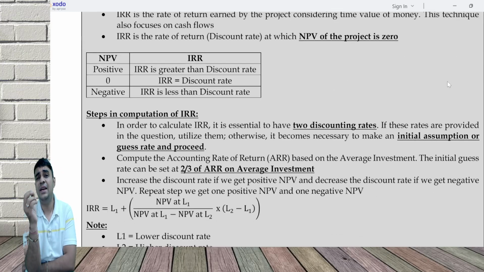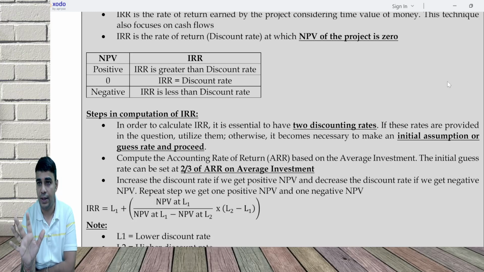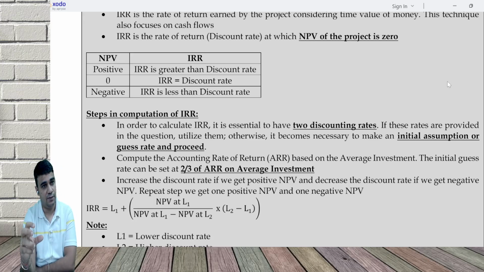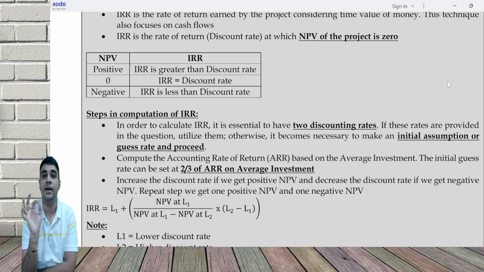Now, we need that initial rate to start with. If below the question they give you some rate, start with that. Otherwise, you need to do a guess calculation, which may not always be accurate. In an exam situation, in the calculator, you will have to do ARR on average investment. What is ARR on average investment? You have to add up all the profits, divide by the number of years, take the average investment, do ARR on average investment, and 2 by 3 is the approximate initial guess rate.